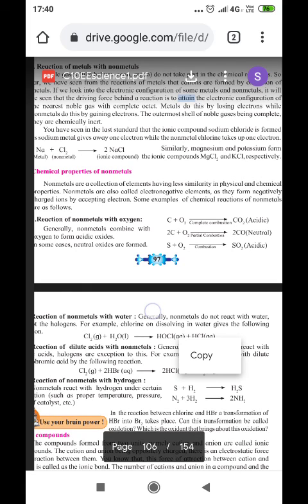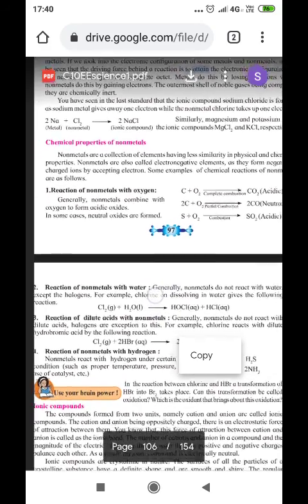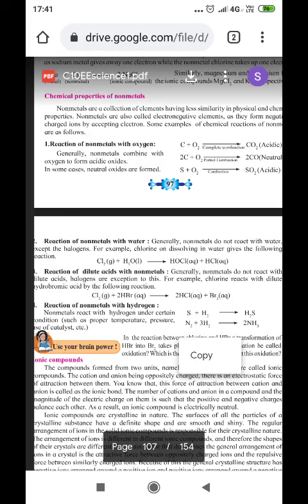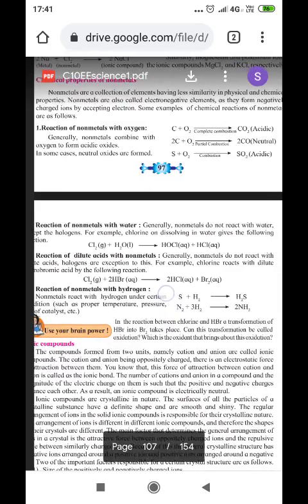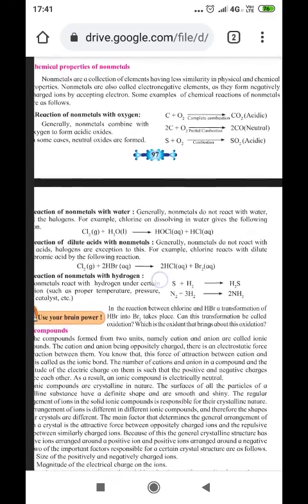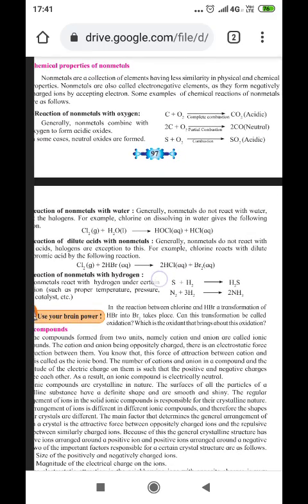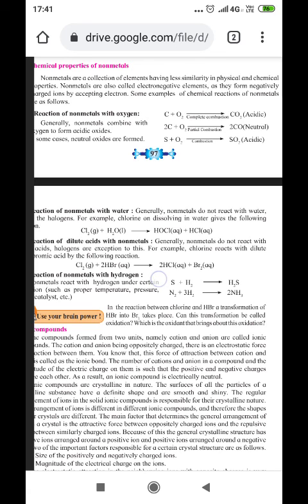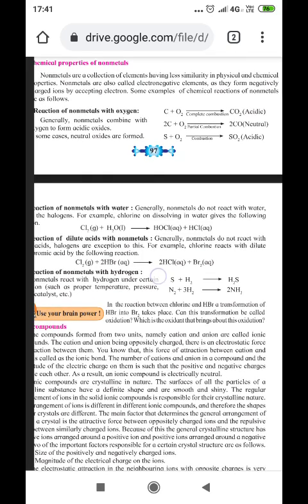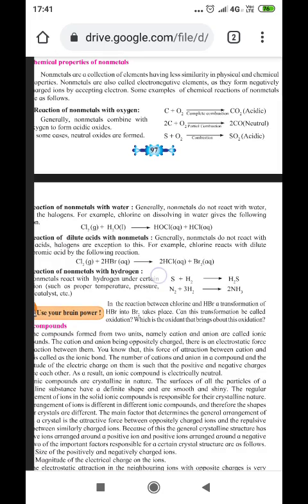The reactions of nonmetals with oxygen. Generally, nonmetals combine with oxygen to form acidic oxides. In some cases, neutral oxides are also formed. That is being explained with the help of the reaction. You can see here, carbon reacts with oxygen to form carbon dioxide, that is acidic. Carbon reacts with oxygen to form carbon monoxide, which is neutral, and sulfur reacts with oxygen to form sulfur dioxide, which is again acidic in nature.